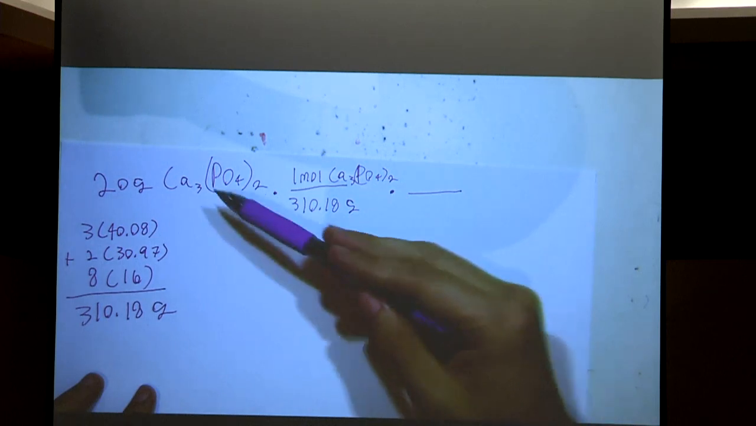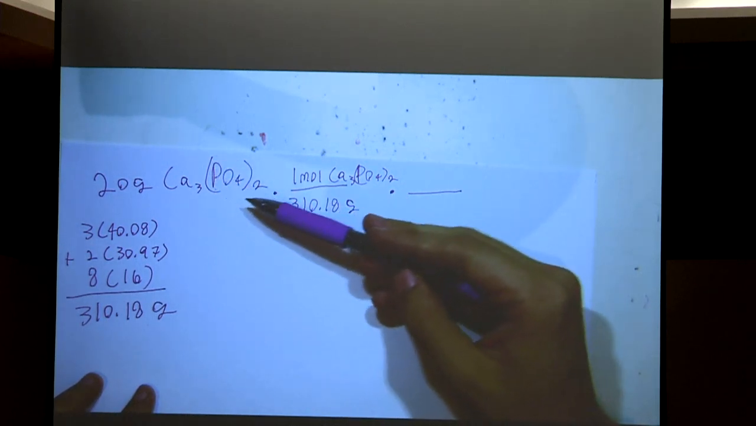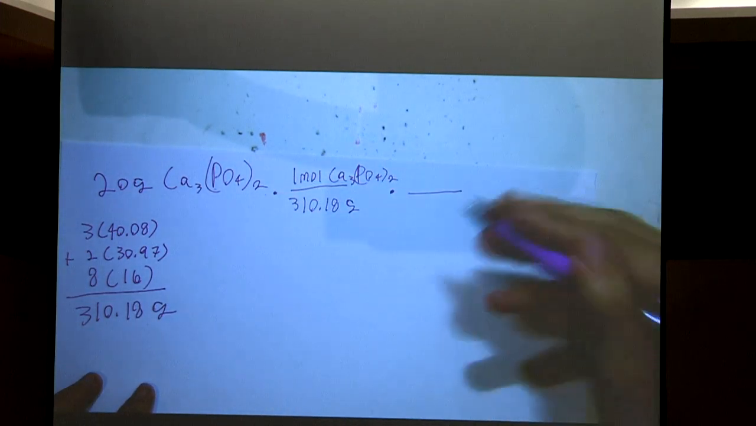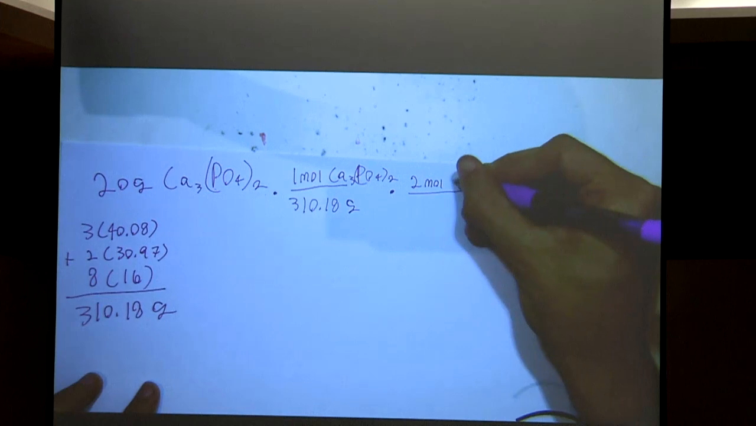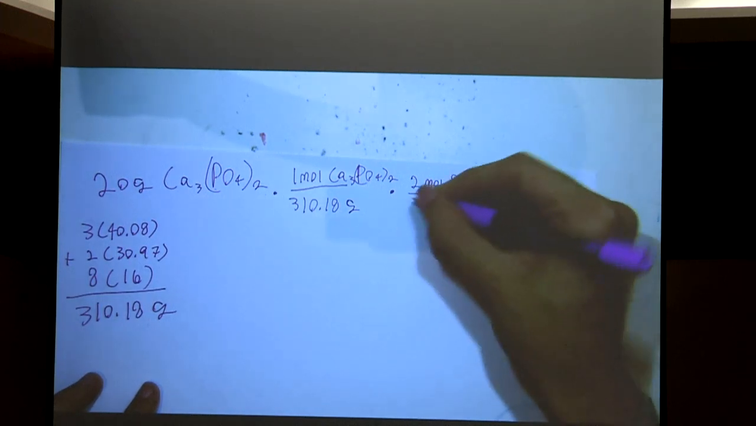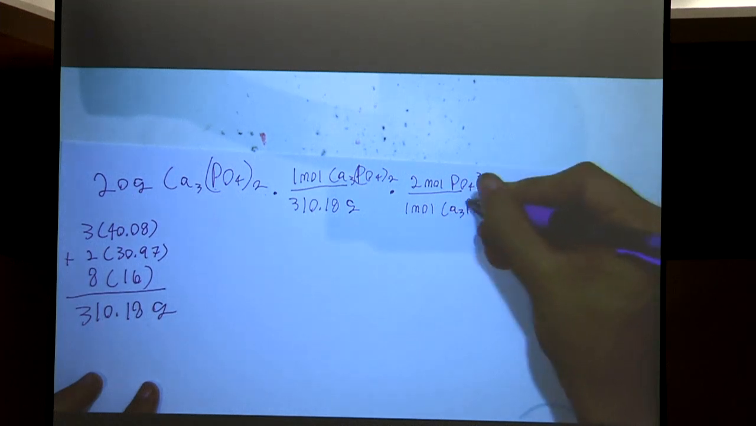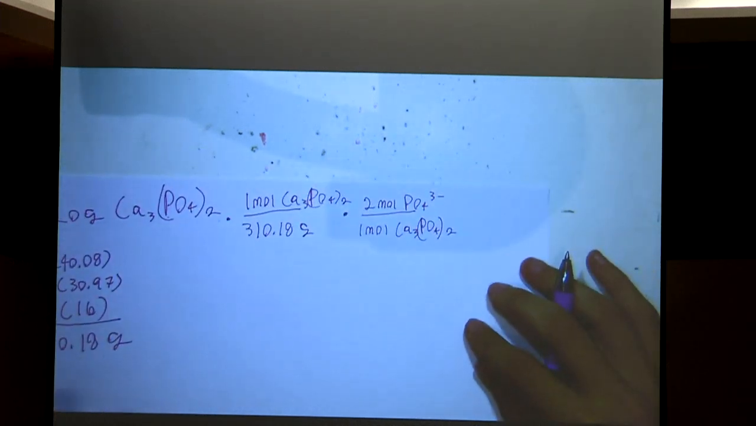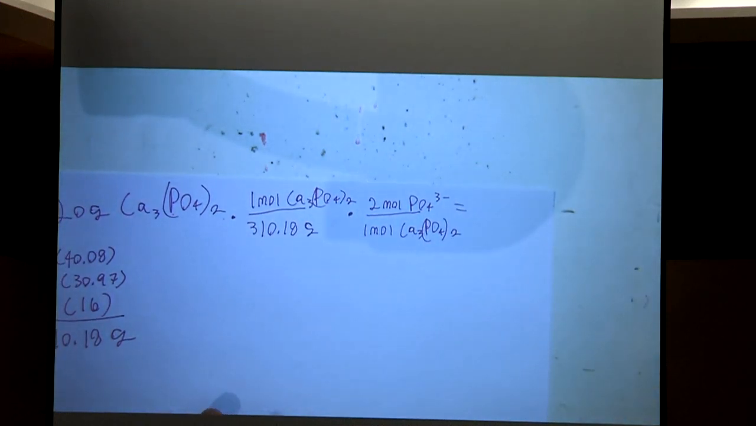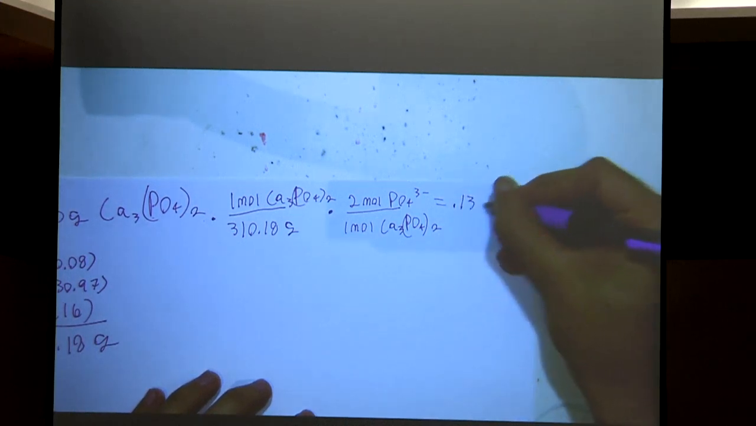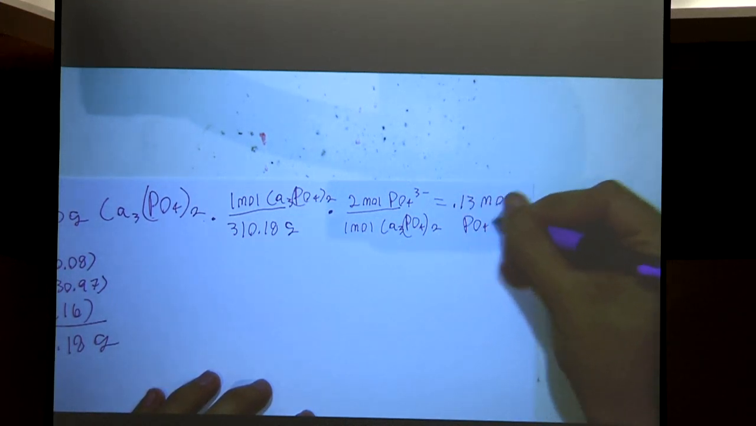So remember, phosphate is PO4, and this formula is telling me I've got 2 of them. So in every 1 mole of calcium phosphate, I've got 2 moles of phosphate. And that's going to give me my answer. So actually, the hardest part of that problem was figuring out the molar mass. So 0.13 moles of phosphate ions.